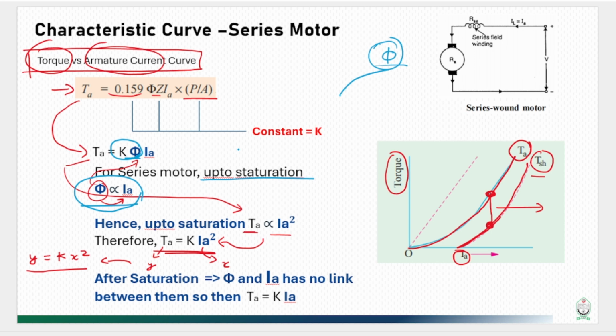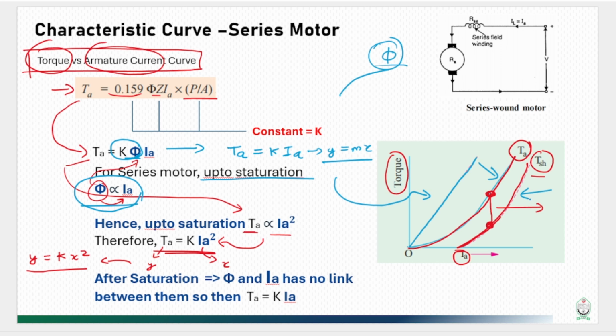So after saturation, the relationship between torque and armature current is something like this, which is analogous to y equals kx or y equals mx. And see, this is the thing available here. So this is the relationship between armature torque and armature current when the system has reached saturation. When the system was in the process of reaching saturation, this is the curve, and this is the curve for shaft torque against armature current.